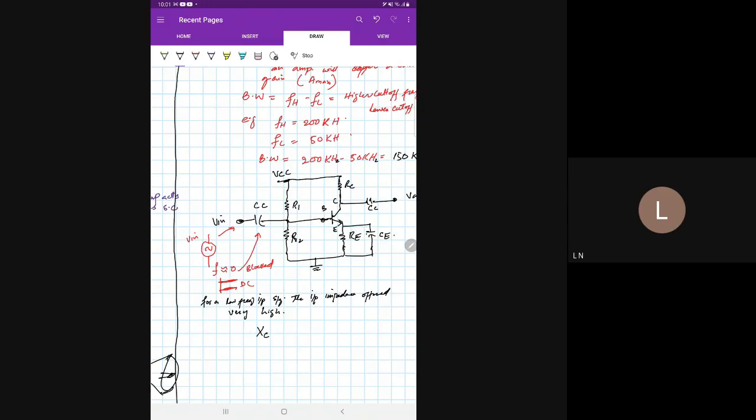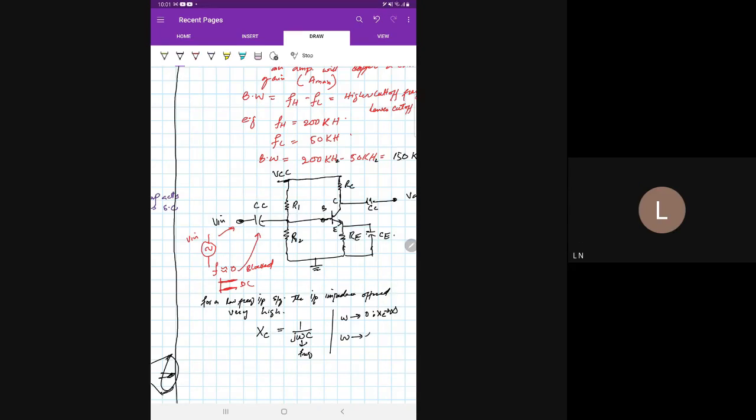The capacitive impedance is Xc equal to 1 by j omega C. What is omega? Omega is related to frequency. When omega is nearly equal to 0, what will Xc be? Xc will be infinite.